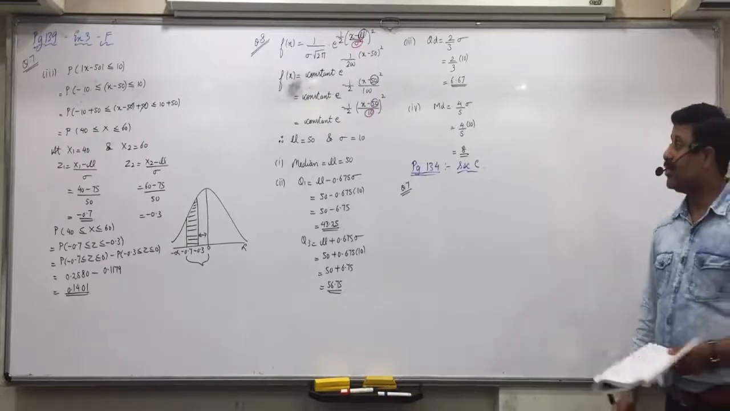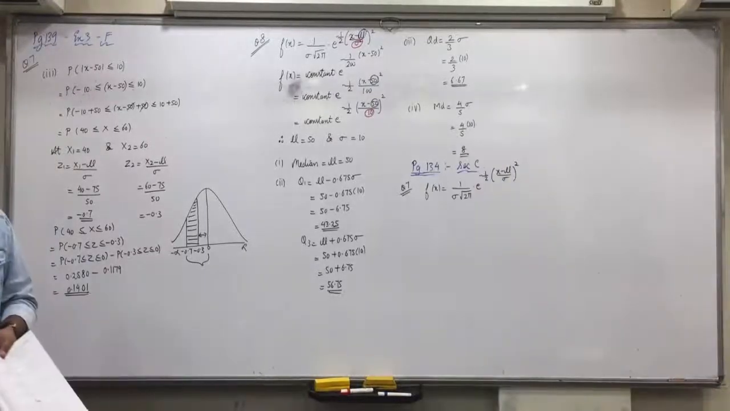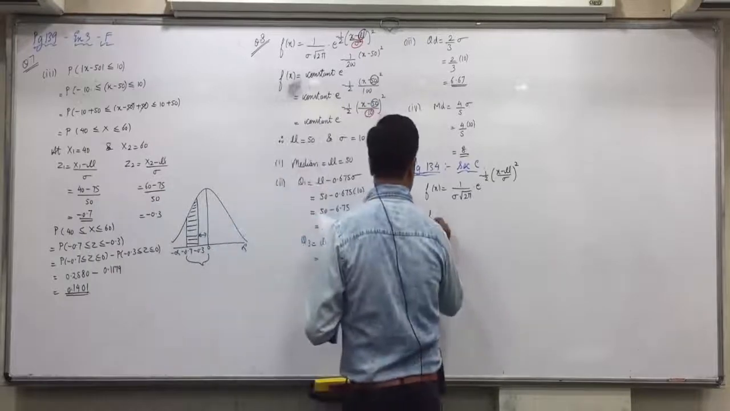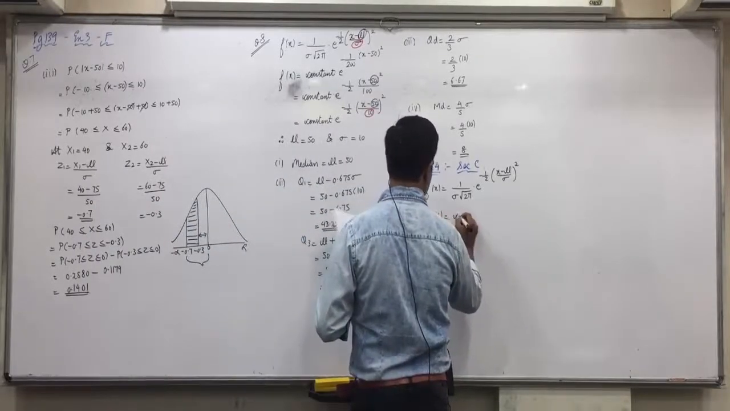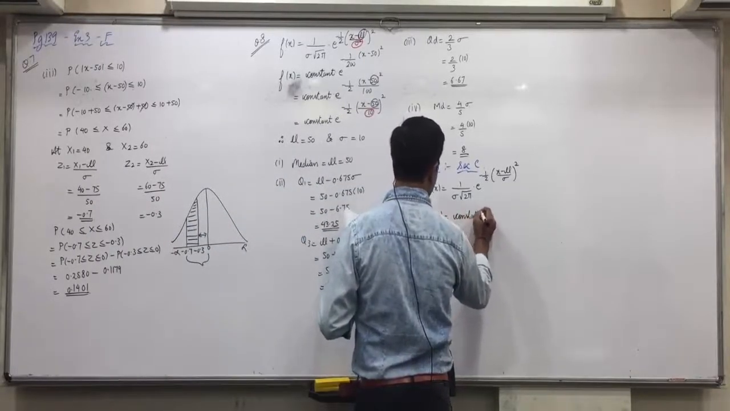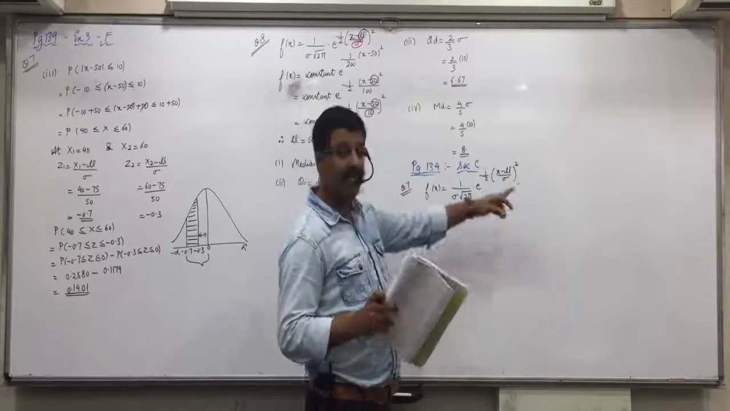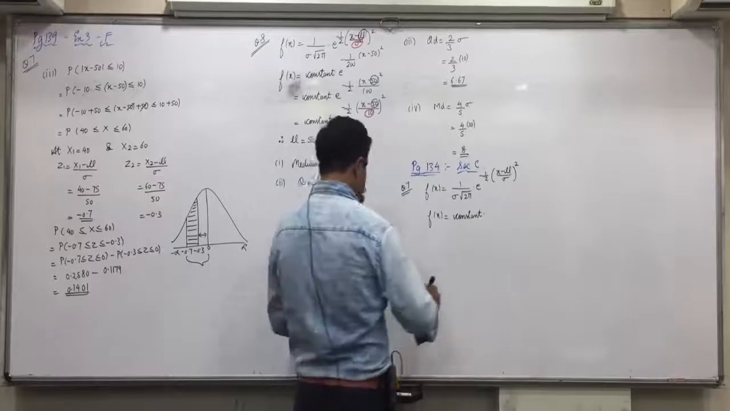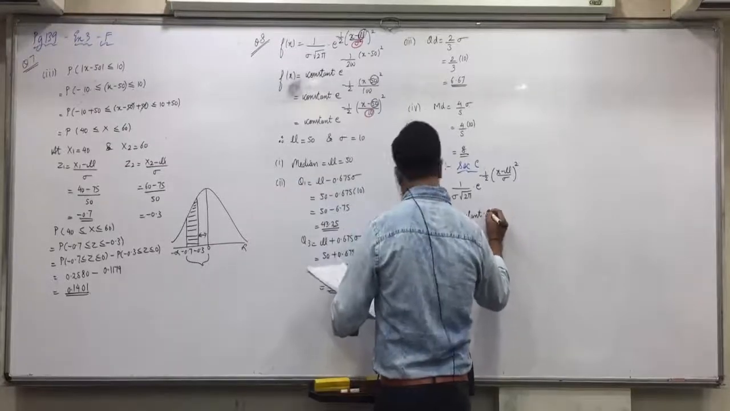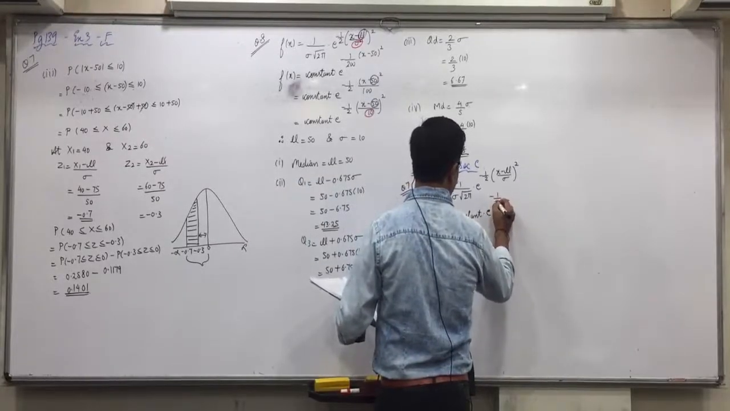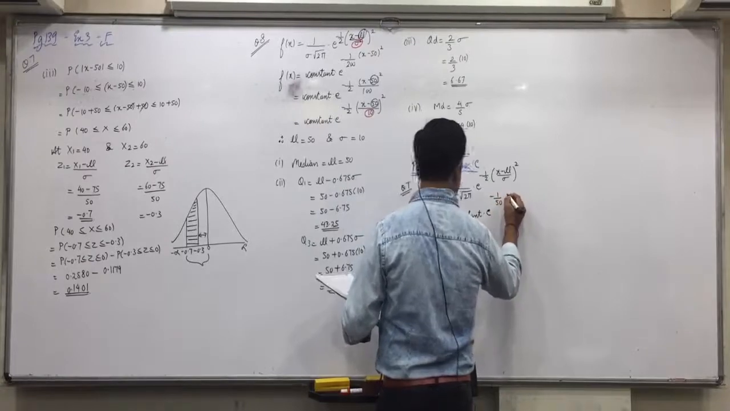The function of the normal distribution is given by 1 upon sigma root 2 pi into e raised to minus 1 by 2 ((x minus mu) upon sigma) whole square. Now here f(x) is given with a constant. So again the same thing: the constant is not needed, because even from the power of e we can find mu and sigma. You are given e raised to minus 1 by 50 (x minus 10) square.